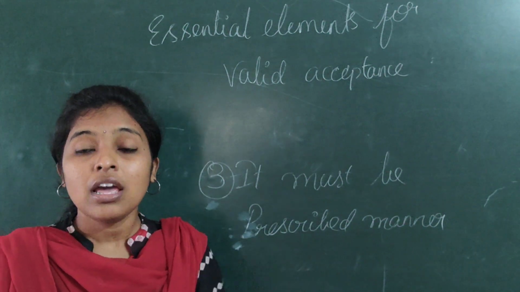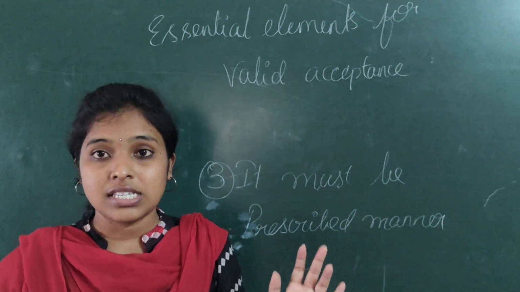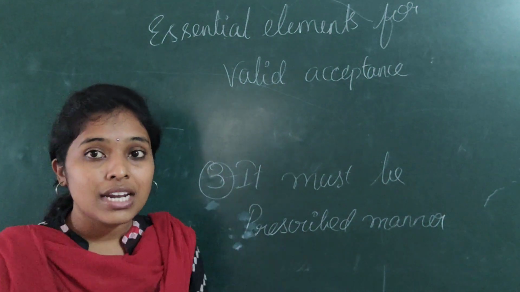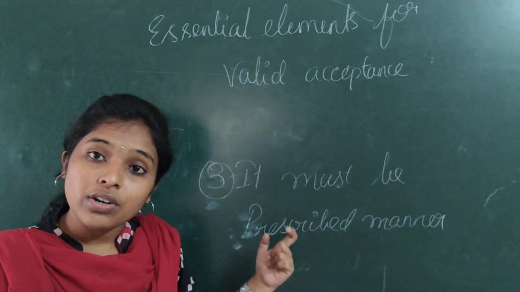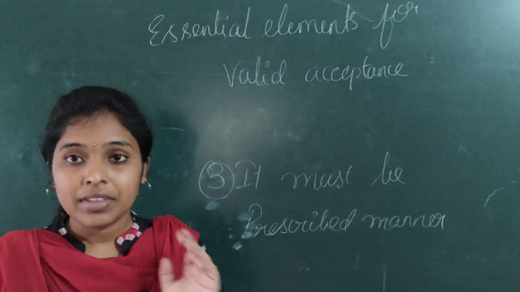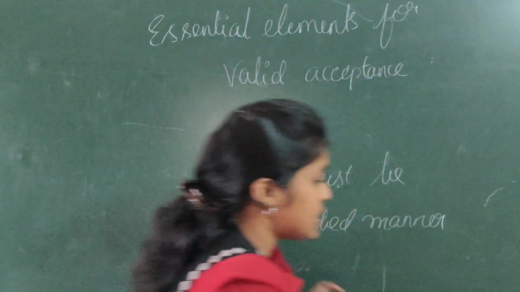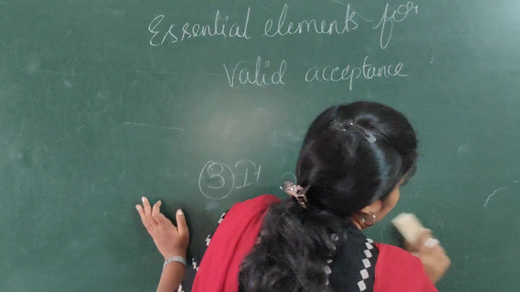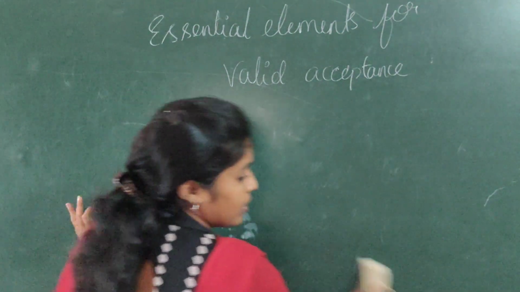Clear, my example? I am going to bring lots of examples in order to make you understand the point. If you understand the point, you will be able to write the answer. Clear ma? And the fourth point is it must be communicated to the offerer.